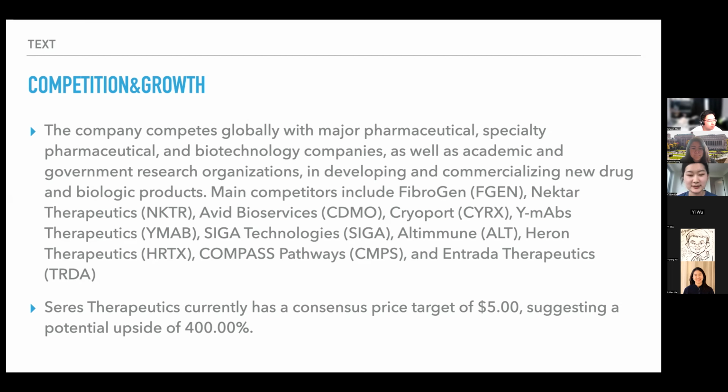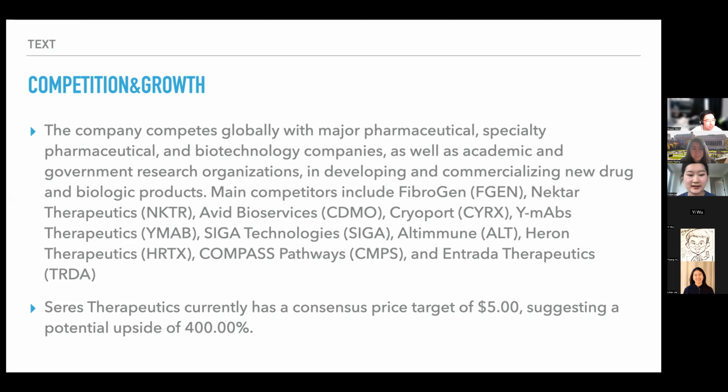So for this particular market, I think there's a lot of competition when it comes to investors, and a lot of competition when it comes to who has the most efficient product on this market. And some of them are like CryptoPort, Ultimune, Siga Technologies, things that are quite out there and are already developing their new and own products.